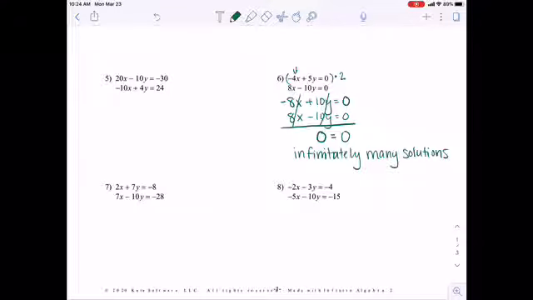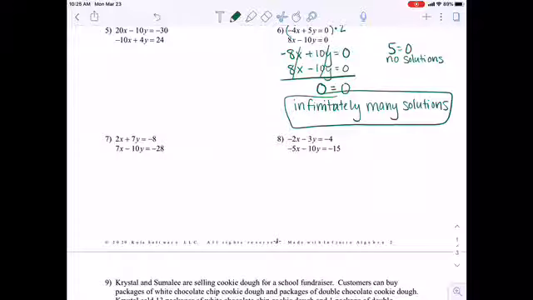Okay, the next one someone asked me about is number 7, so we're going to go ahead and look at number 7. I'm looking here at 7, and I don't think either the x's or the y's are going to be easier. So let's go ahead and get rid of the y's since they already have different signs. So I'm going to take my top equation and multiply it by 10. I'm going to take my bottom equation and multiply it by 7.